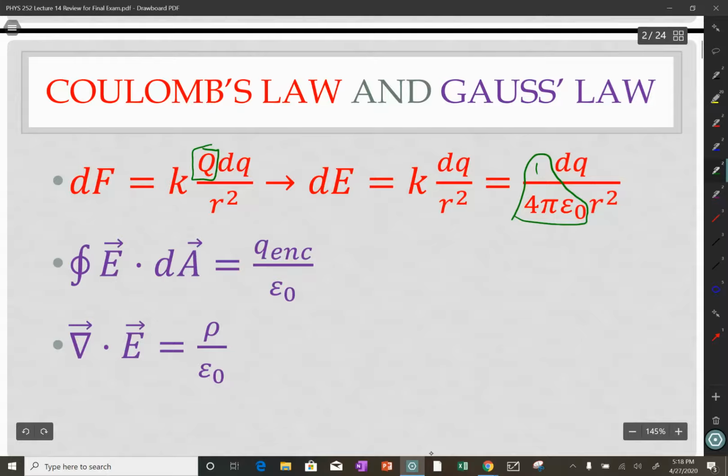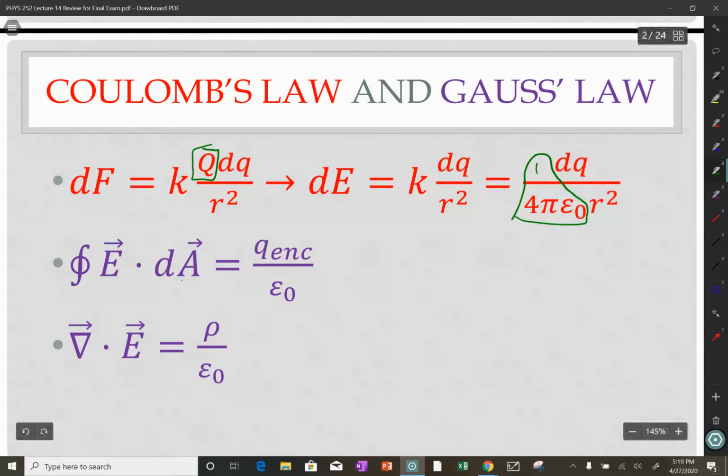Then we have Gauss's law, which is, remember, this circle means it's over a closed surface, since it's dA. So the integral of E dot dA over a closed surface, what we call the electric flux, is equal to charge enclosed over epsilon 0. And that's the integral form. We have the differential form, which is the divergence, the gradient dotted with the electric field, equal to the charge density over epsilon 0. So those are the two laws.